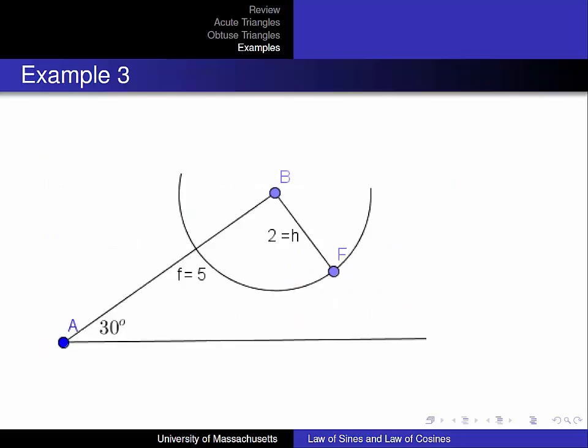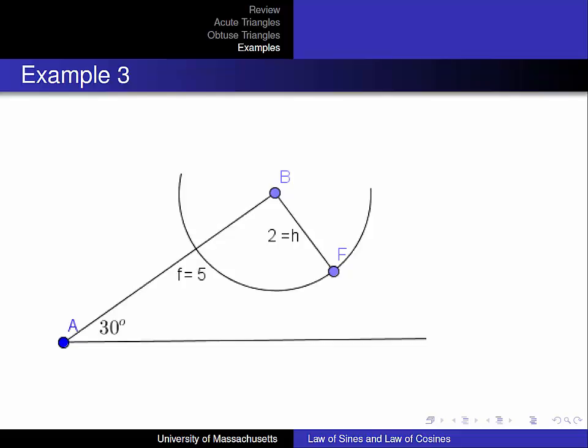And you can see this by, again, looking at a picture. So here we have our potential triangle ABF. And so we have our angle 30 and our sides 5 and 2. However, the side 2 is never going to actually reach the ray coming out of angle A that would make it a 30-degree angle. So there are no solutions to this problem.